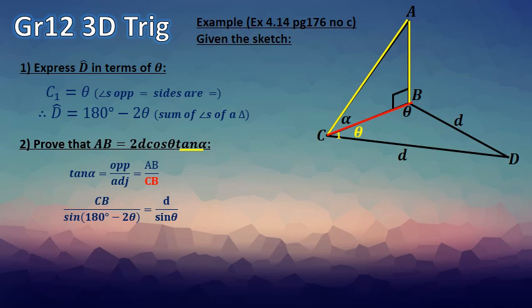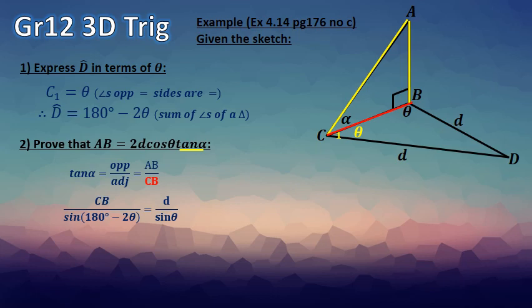Do you see that CB is directly opposite to angle D? And we have already found angle D in question 1. So that should make you realize that we need to use the sine rule. CB over sine of angle D is equal to any one of the other sides, because we have all the information of that triangle pretty much. So it is equal to D over sine of theta.